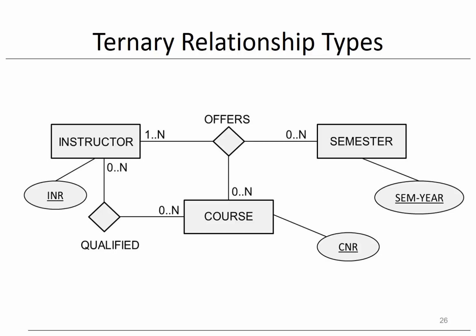In this case, we also added an extra binary relationship type qualified between instructor and course to indicate what courses an instructor is qualified to teach. Note that, in this way, it is possible to model the fact that an instructor may be qualified for more courses than the ones he or she is actually teaching at the moment.